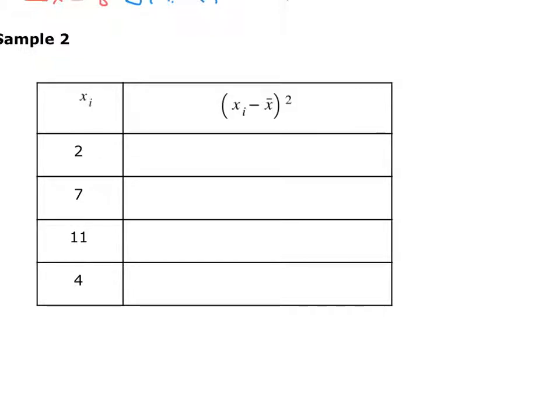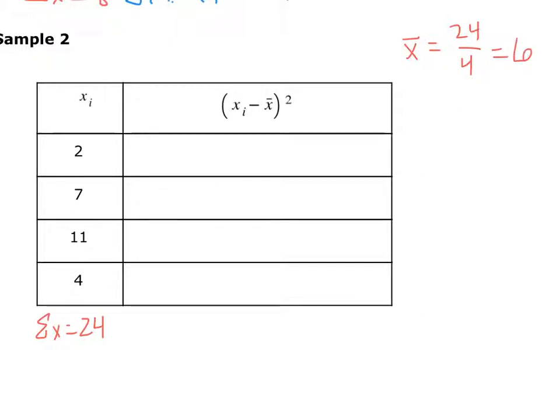All right, so we'll start off with finding x bar, the mean. We have to total up this column. So 2 plus 7, we get 9, plus 11, we get 20, plus 4, so we get the sum of the x values is 24. So take that 24, divide by the sample size of 4, and x bar is 6.